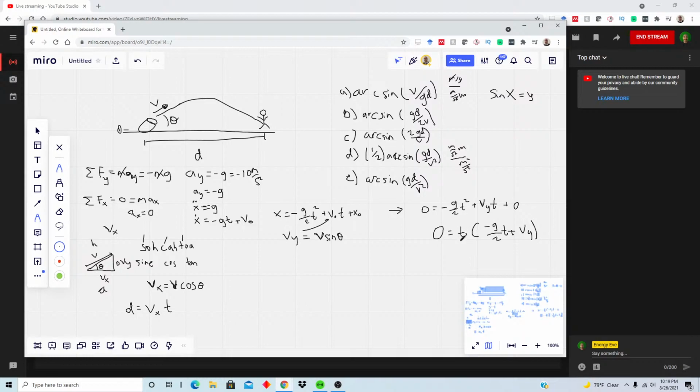When this is 0, it's just the initial time position. What we want is the time it takes to go up and then back down. And so that's when this is 0. When we solve for this, we find out that Vy is equal to g over 2t. What we want to solve for is this t, so we move this stuff over: 2Vy over g is equal to t.